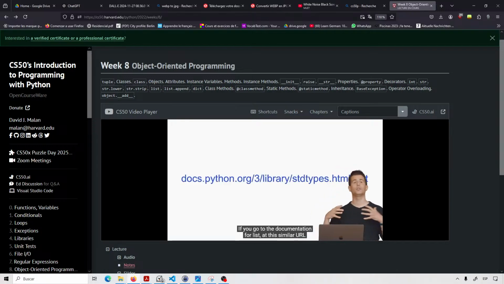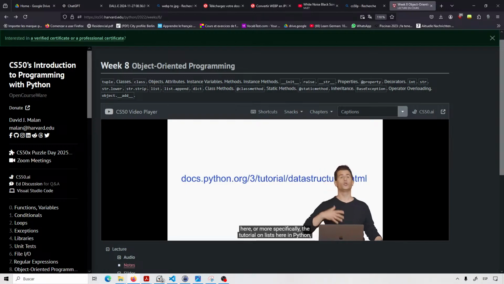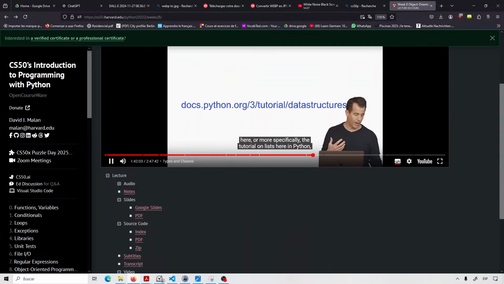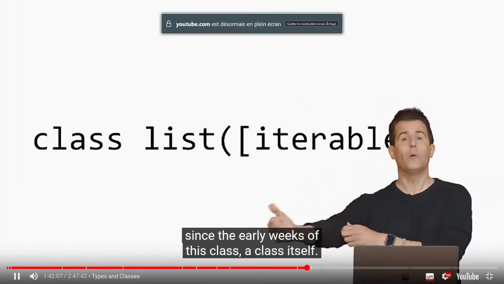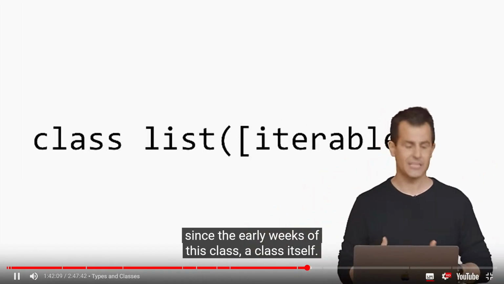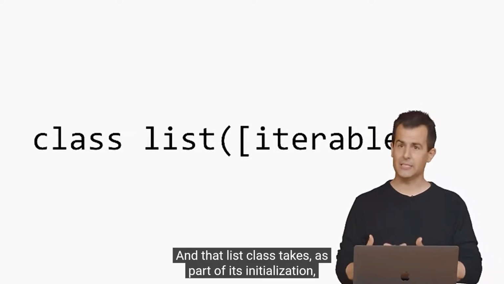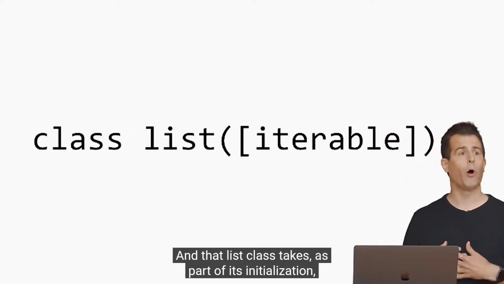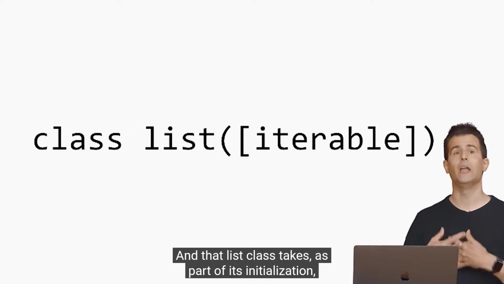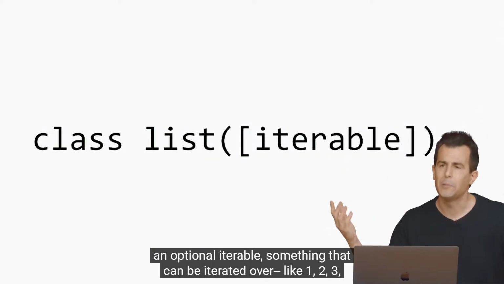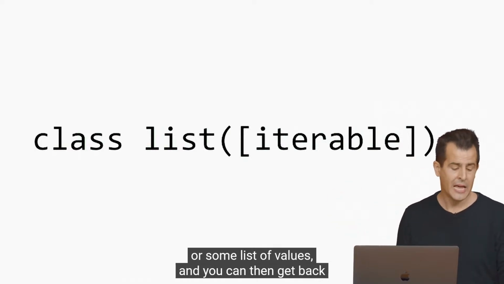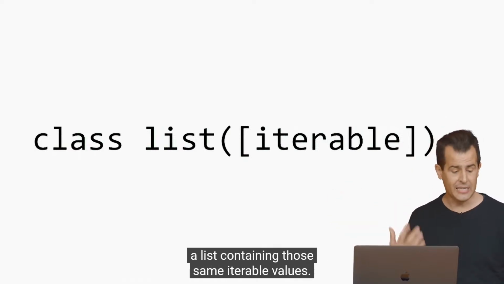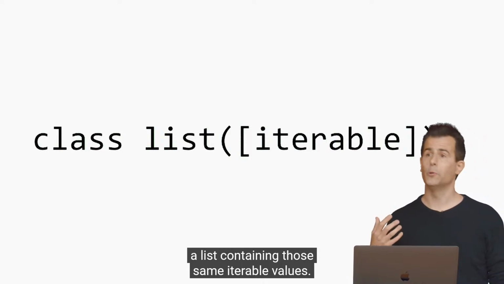If you go to the documentation for list at this similar URL here, or more specifically, the tutorial on lists here in Python, you will see that a list is and has been, since the early weeks of this class, a class itself. And that list class takes, as part of its initialization, an optional iterable, something that can be iterated over, like 1, 2, 3, or some list of values. And you can then get back a list containing those same iterable values.